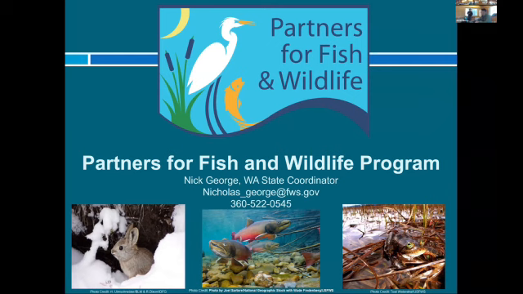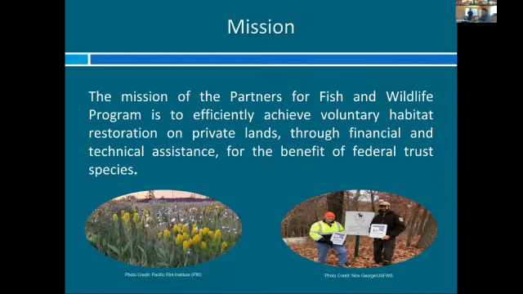The Partners for Fish and Wildlife Program is what I do. I'm based out of Olympia, and we have 7 other biologists throughout the state. We are a voluntary program that works with private landowners. That might sound very familiar, because that's what most of you do as well. Our mission is to work with those landowners to achieve voluntary restoration on private lands. We have financial and technical assistance, and we are trying to benefit federal trust species.